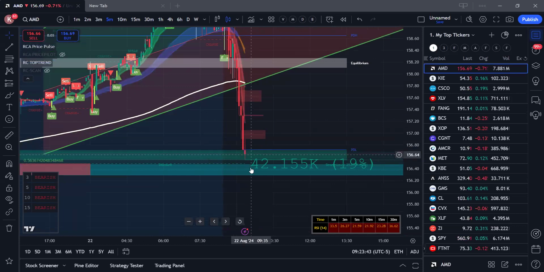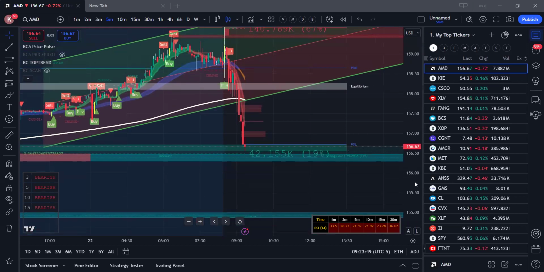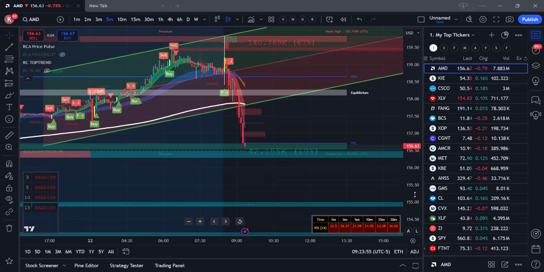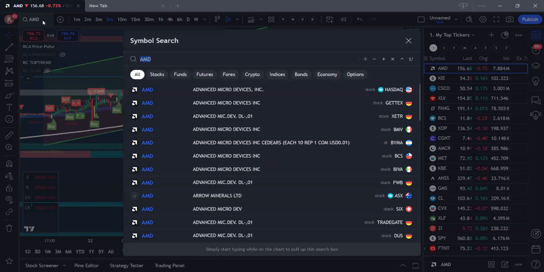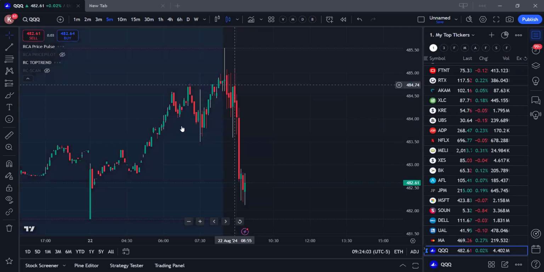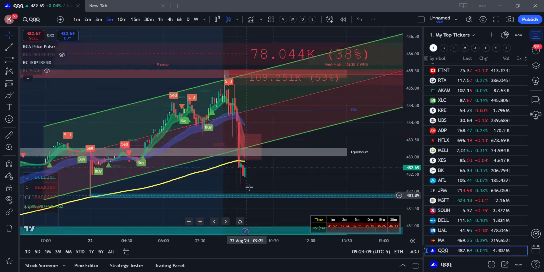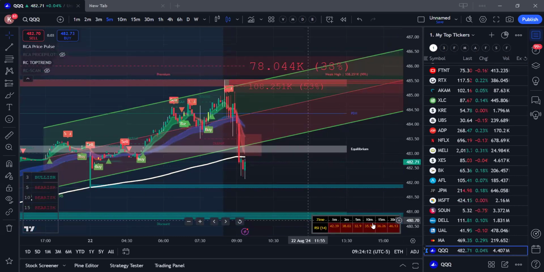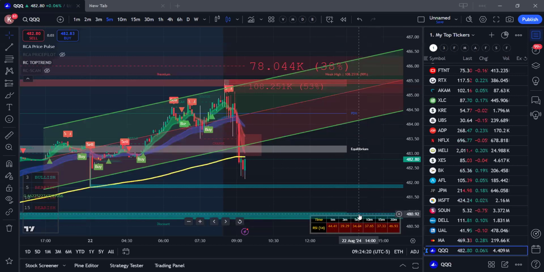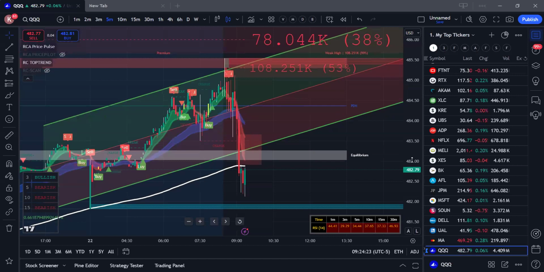Buyers are trying to take it up, sellers are trying to push it down. We can go back to QQQ. As I said, if QQQ starts moving, then most of your tech stocks will start moving. QQQ came all the way down, but still all these are red. Your overall momentum is still bearish. If your 1 minute, 3 minute, 5 minute turns green, generally that is a good time to go for calls.